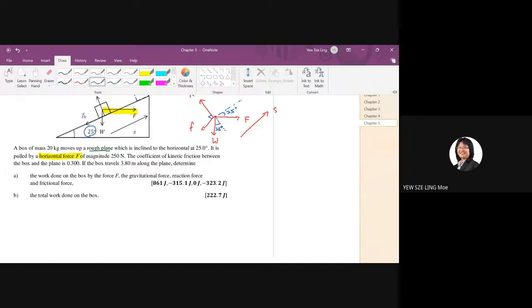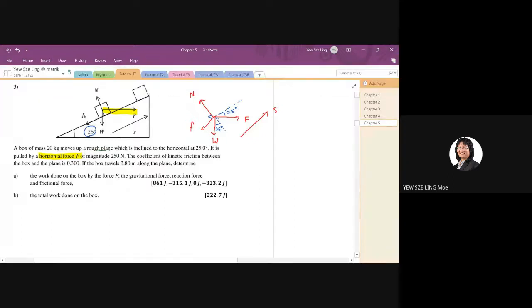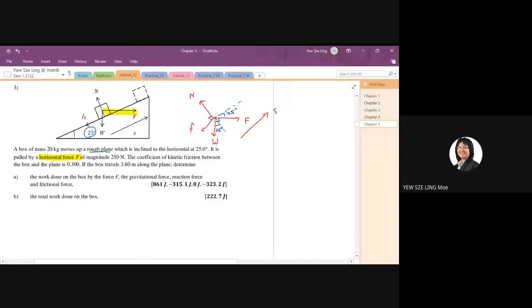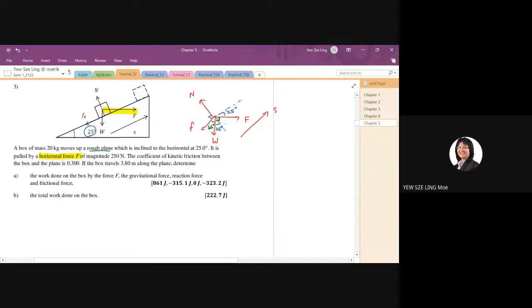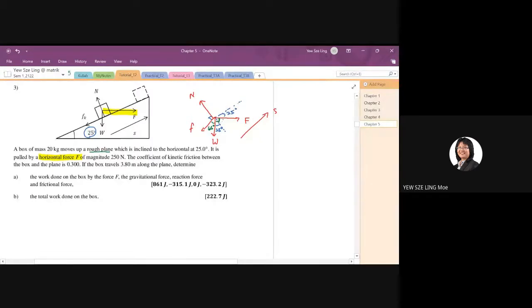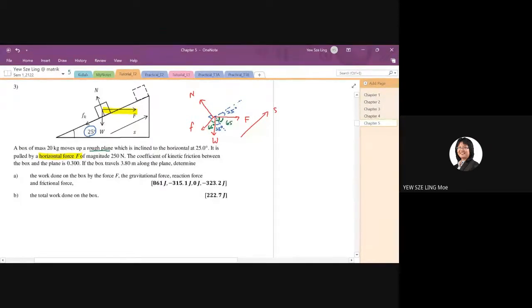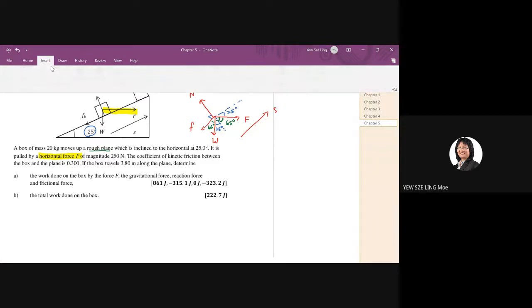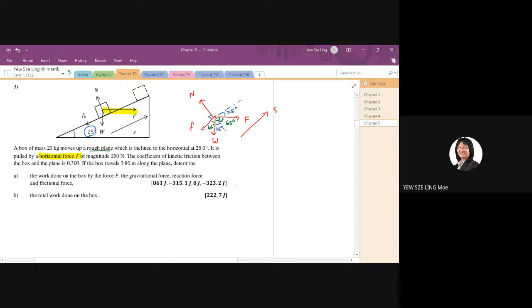How do I know? That is because here is 90 degrees, and this part is 65 degrees. From the Y component to the horizontal force is also 65 degrees. Therefore, the angle between F, the external horizontal force, and the X component is 25 degrees. You need to know all these angles before you solve the questions.